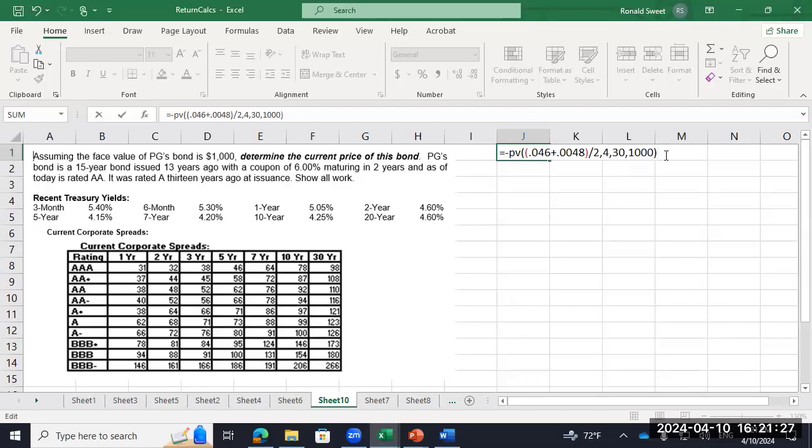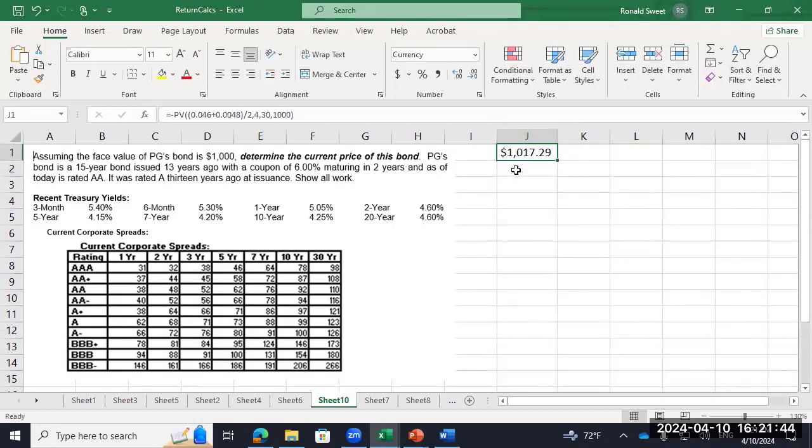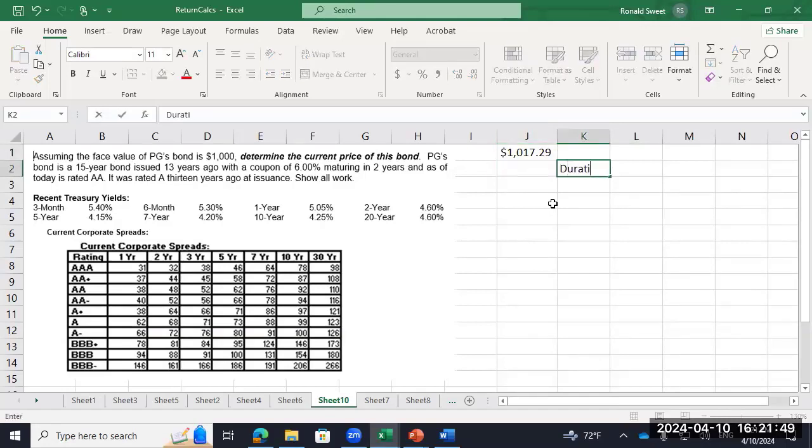$1,000. Are you expecting a number above 1,000 or below 1,000? It's paying 6%, and your yield is 5.08. So it's paying 6 in a market that's only paying 5.08. So you're expecting more than 1,000 or less than 1,000? It should be a premium bond. All right, that sounds pretty good. For the estimate, I'm going to say the duration is somewhere between 1.8 and 1.9. I'll use 1.9. So you do minus duration times the change in yield.